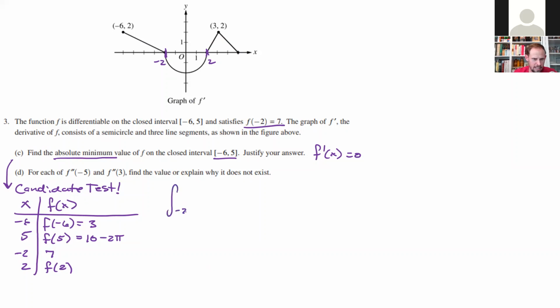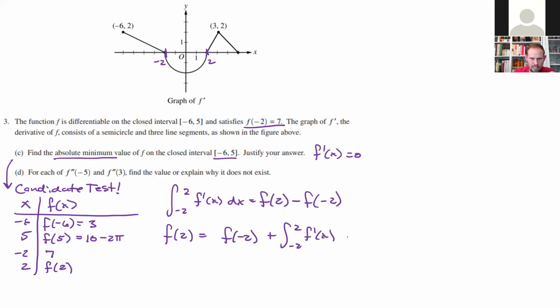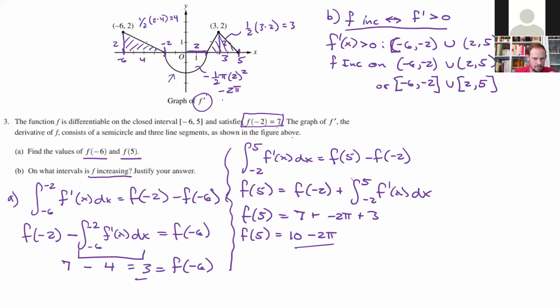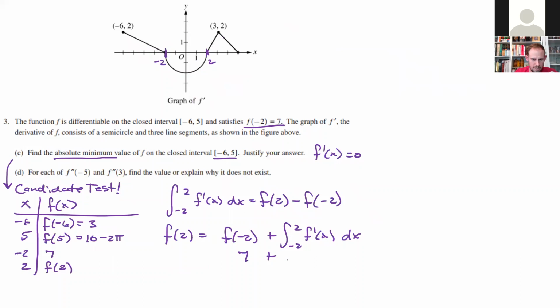So we'd say the integral from -2 to 2 of f prime will be f of 2 minus f of -2. We just add this guy over. So we get f of 2 equals f of -2 plus the integral from -2 to 2 of f prime of x dx. Now f of -2 is 7. That was given to us. This guy is just the area of this little circle down here, which we found a second ago to be -2 pi. So it'd be plus -2 pi. So in other words, f of 2 is 7 minus 2 pi.